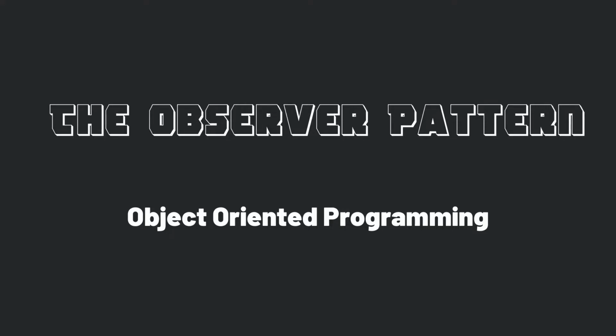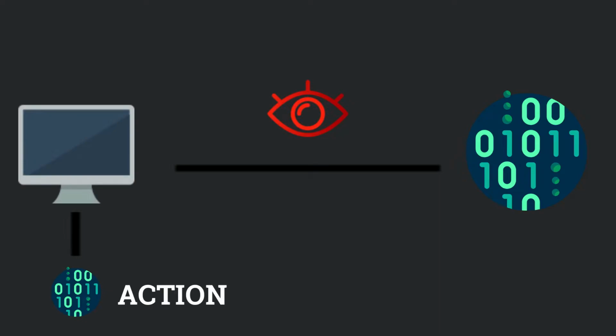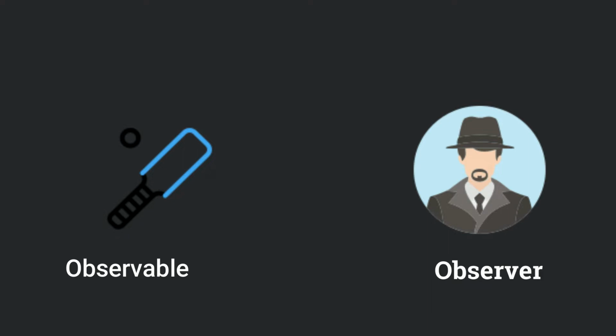Today we will be talking about observer pattern. It's a pattern in object oriented programming to observe or watch a value and do some action when it changes. We'll write our own small cricket match implementation of this pattern.